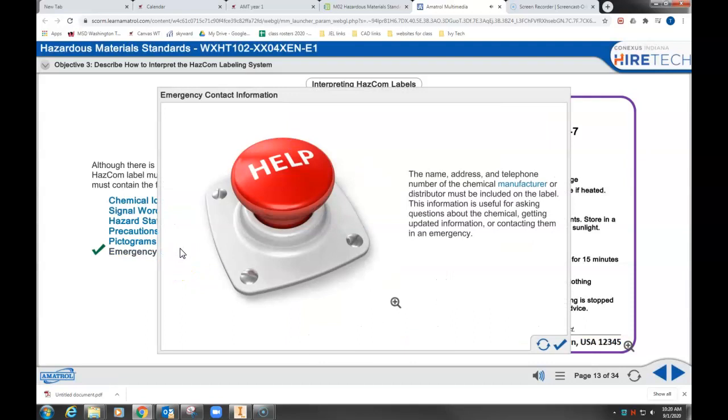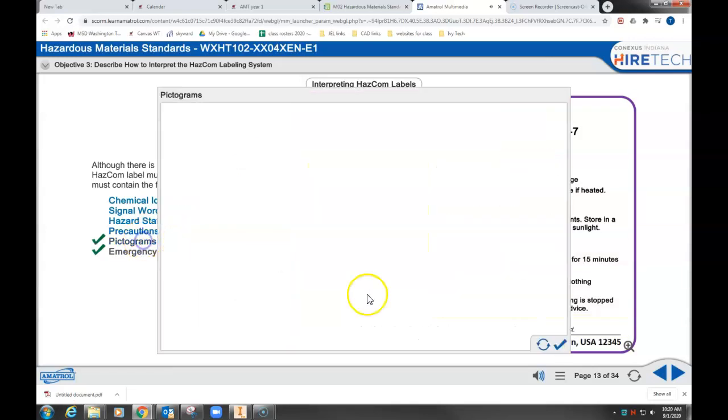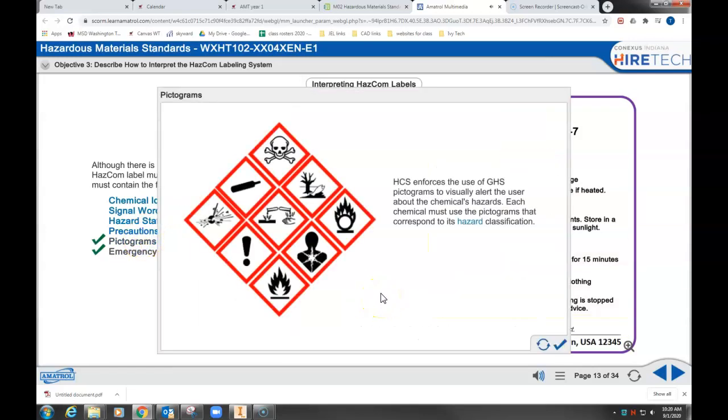The name, address, and telephone number of the chemical manufacturer or distributor must be included on the label. This information is useful for asking questions about the chemical, getting updated information, or contacting them in an emergency. HCS enforces the use of GHS pictograms to visually alert the user about the chemical's hazards. Each chemical must use the pictograms that correspond to its hazard classification.